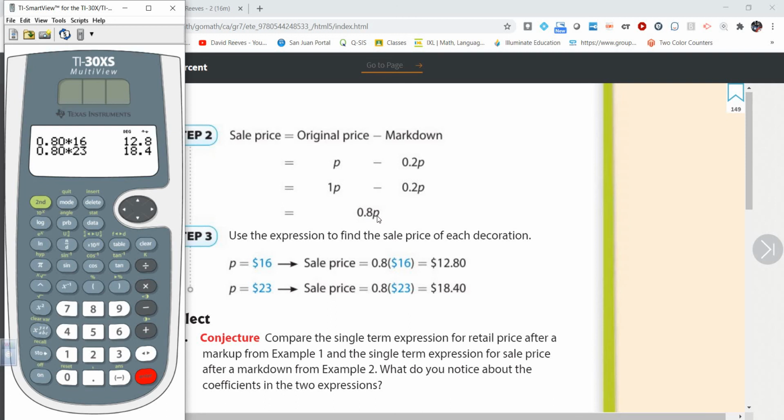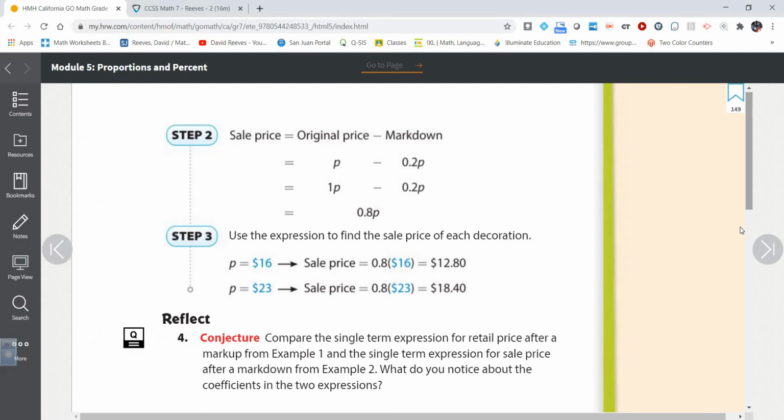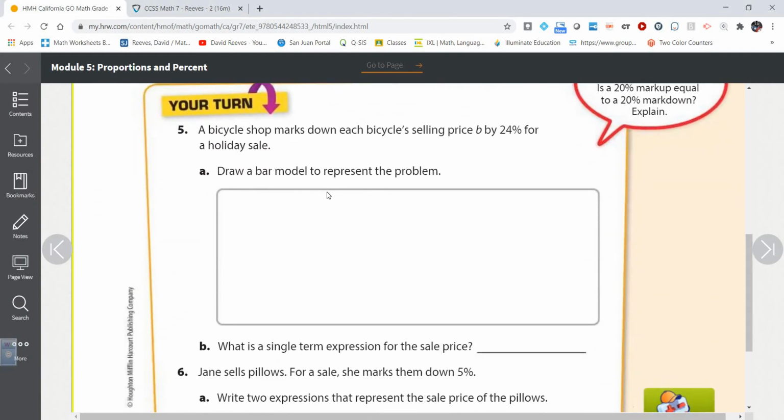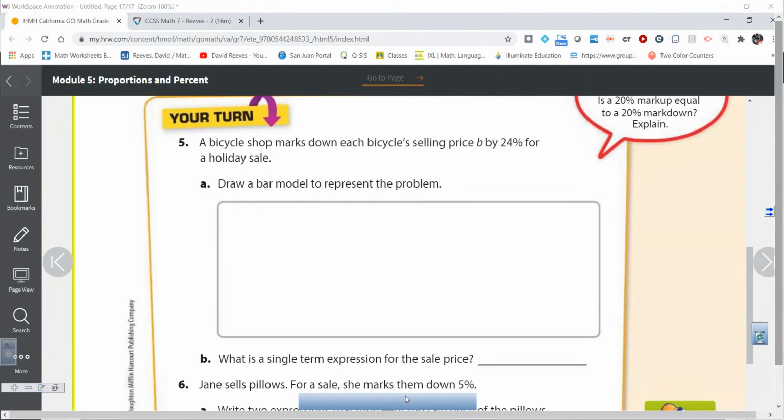So if you take away 20%, you have 80% left. And then you take that 80%, you multiply it by the original price, and that will give you your discount price. All right, so let's take a look. A bicycle shop marks down each bicycle selling price by 24%. Draw a bar model to represent the problem.